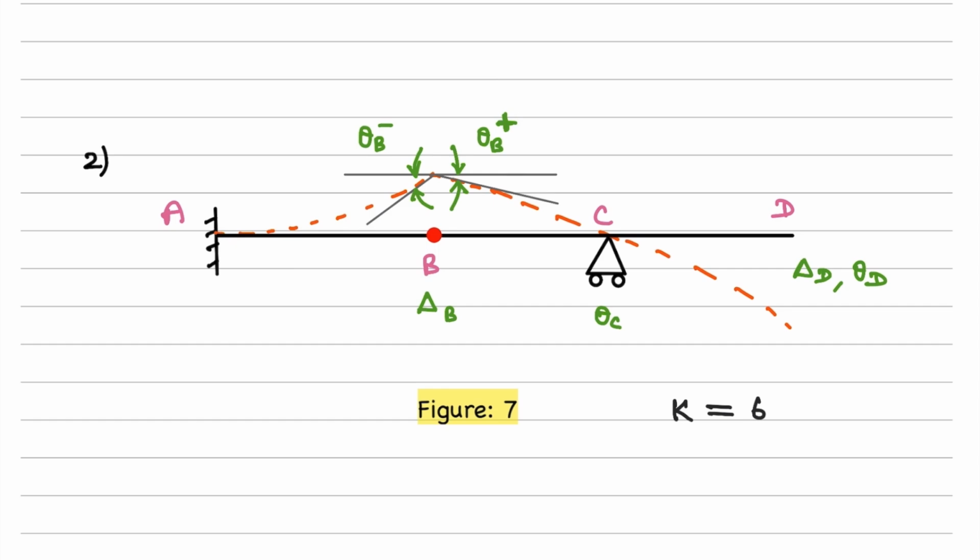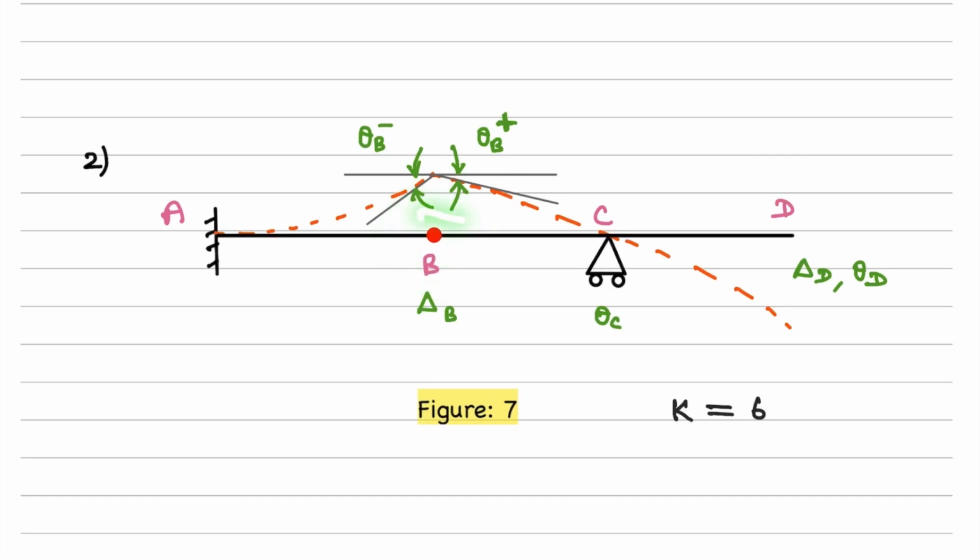And hence we are showing it as theta b minus and then theta b plus, right? And we see that there is a kink visible here, right? So at this location, apart from these two different values of rotation, we also require the transverse displacement. So we are marking theta b minus, theta b plus, and then delta b. And that means this is considered a joint.